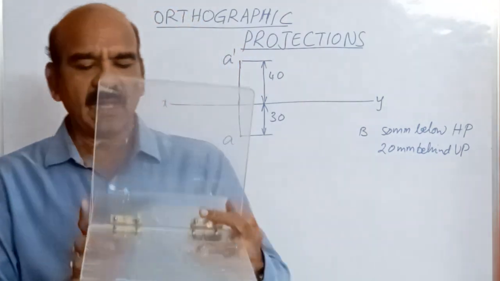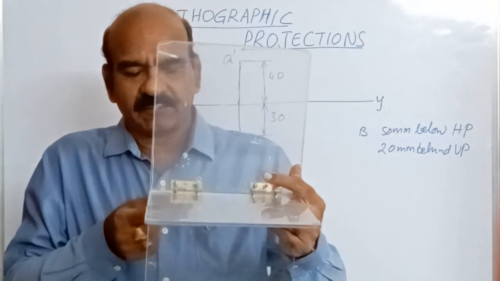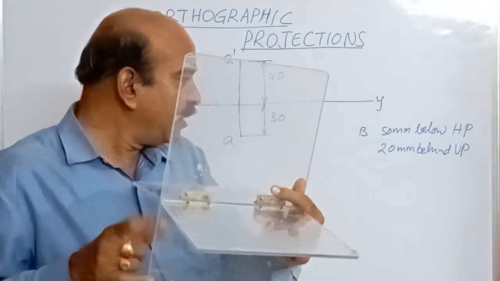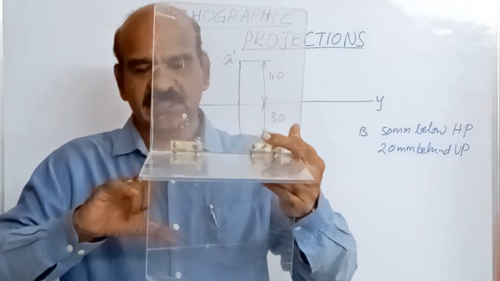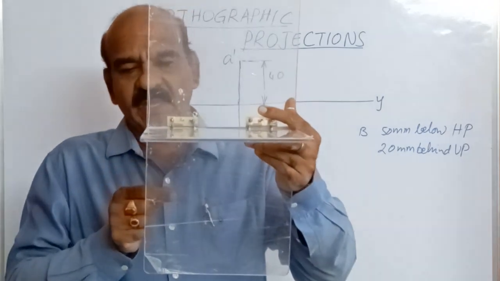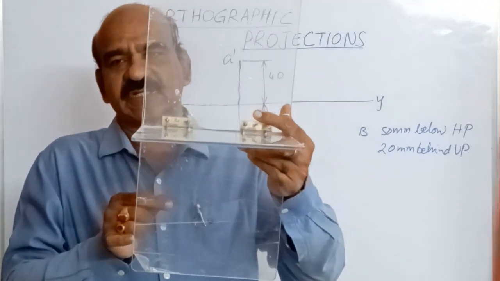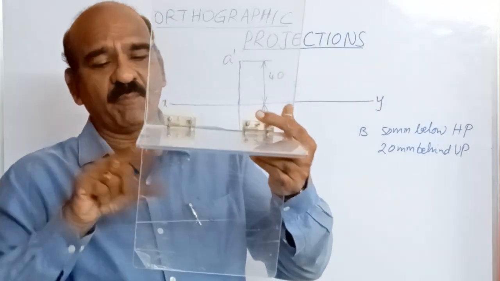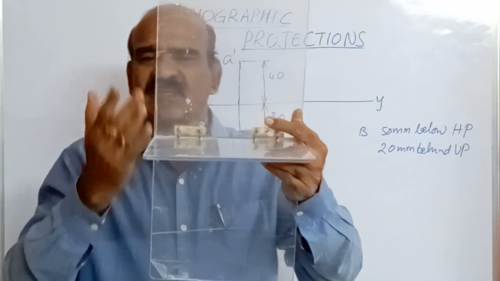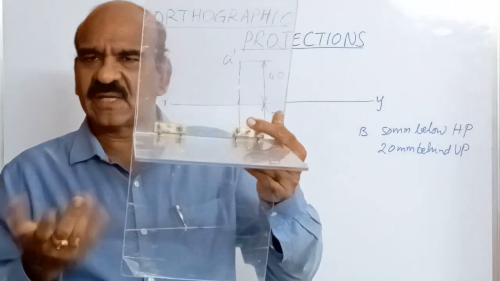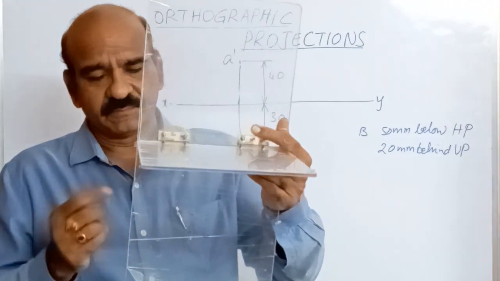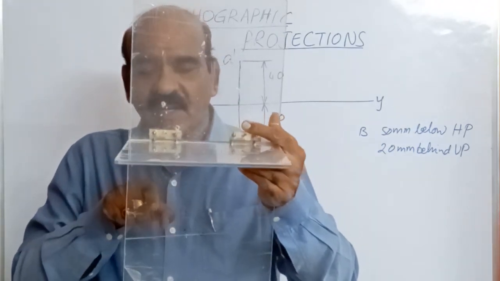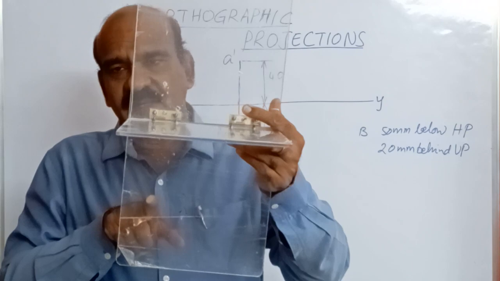So, the point is here, 20 mm behind VP, 50 mm below HP. This is the point. The point is here. Now, I want its projections. When you look at it in the front view, because this is just an imaginary plane, you can just imagine transparency. The projection obtained here for this point, 50 mm below, is here on the VP.